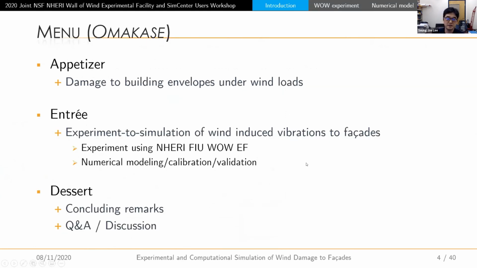All right, so this is the menu that I will serve today, in omakase style. Let me first provide a quick overview of wind damage to building envelopes. And then let me move over to introduce our ongoing research currently conducted at FIU, to demonstrate how we may be of help to your facade research if you work with us in the near future. And then let me wrap up with some brief dessert with some concluding remarks.